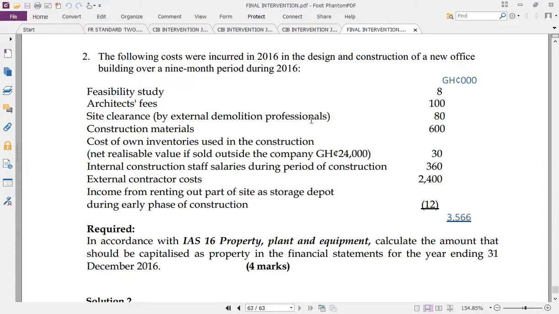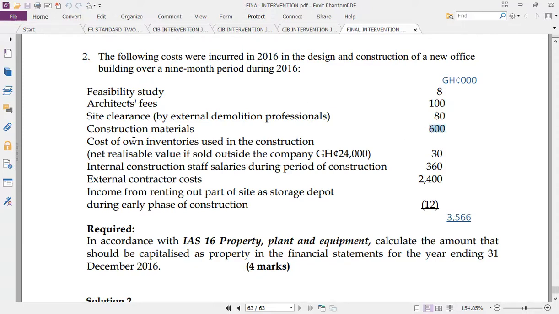Okay. The next item is site clearance by external demolition professionals. That's 80,000. It should be part. Perfect. Then construction materials. That's 600,000. It should be part. Great. Construction materials 600,000 should be part.